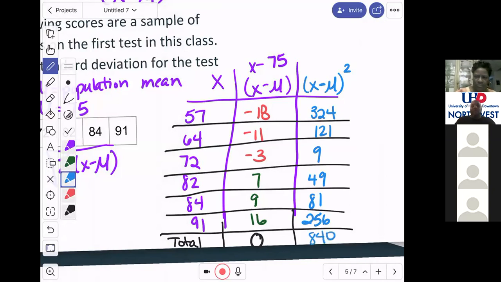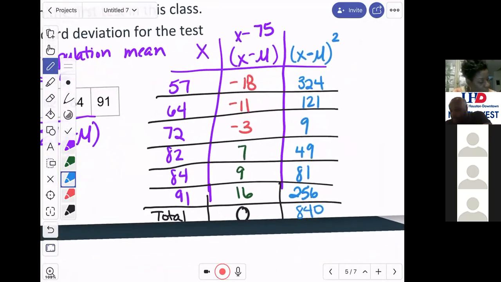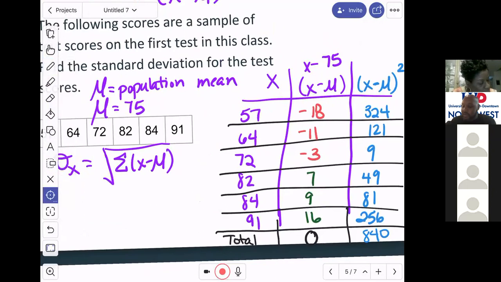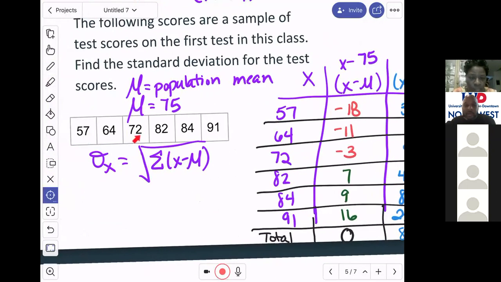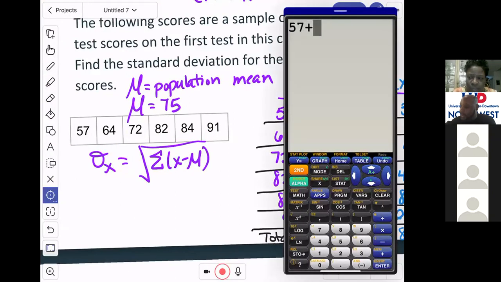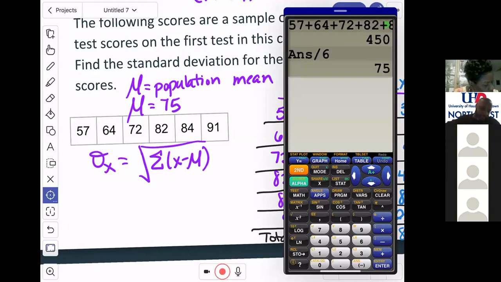I have a question. How do you get mu? How do you get the average? The mean? We just found the average of these numbers right here. How do I get the average of those numbers? Okay, you just add them all up and divide them by the number of them. 57 plus 64 plus 72 plus 82 plus 84 plus 91 is this, divided by 6, 75. Got that?